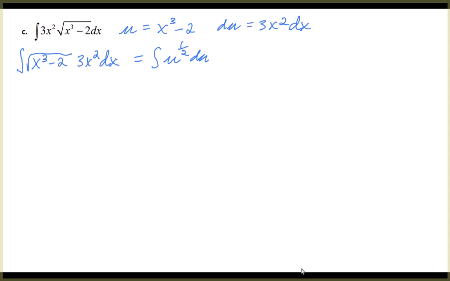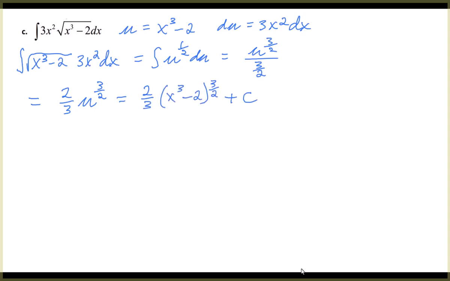Now what? Now we integrate it. What does that exponent become? U to the 3 halves over 3 halves plus c. Or 2 over 3. Or if you take the denominator and flip it and multiply, you get this. If you're fancy. And then you can go back and substitute. And you're done.